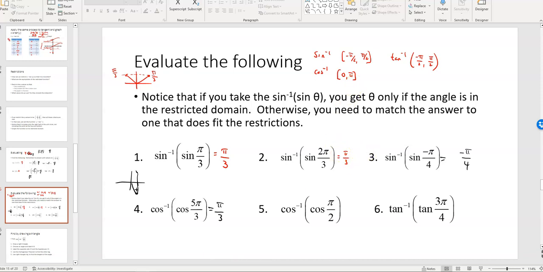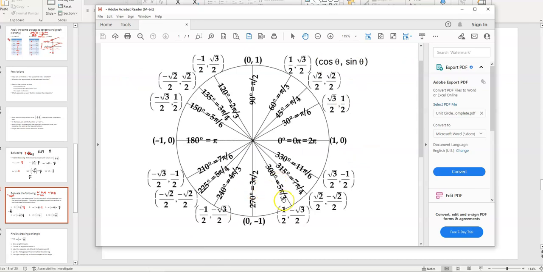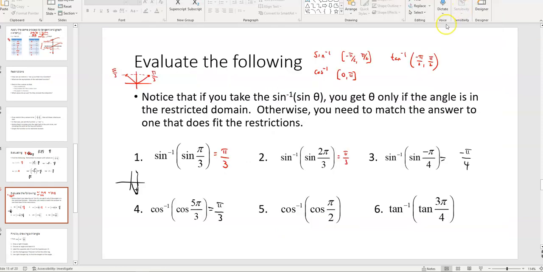Again, we could do it with the unit circle also. Cosine of 5 pi over 3 is positive 1/2. Go up to the top. Where's my positive 1/2? It's at pi over 3. Inverse cosine of the cosine of pi over 2, we're fine. It's just pi over 2.